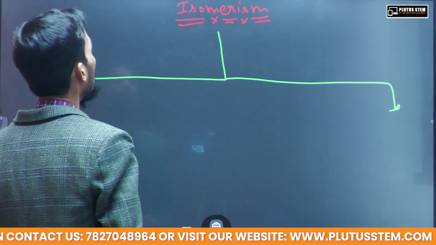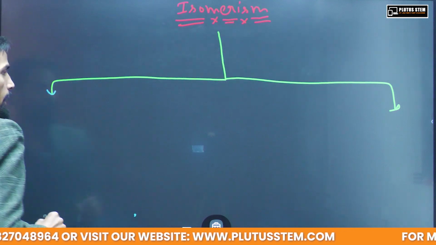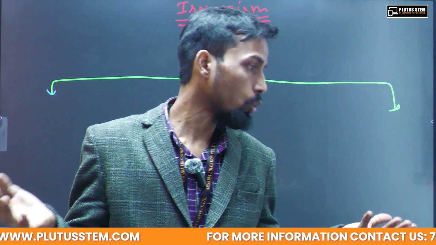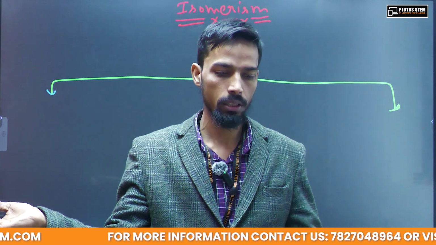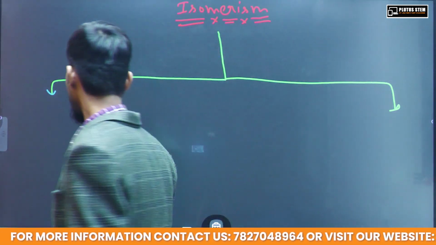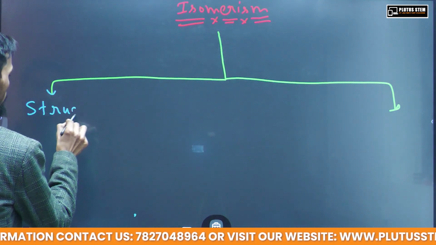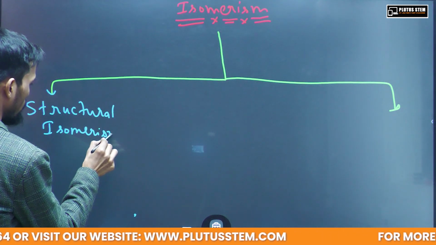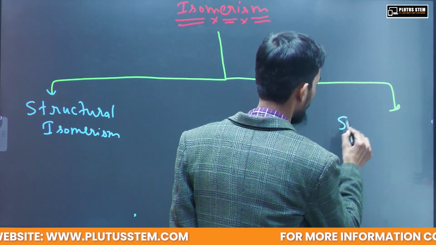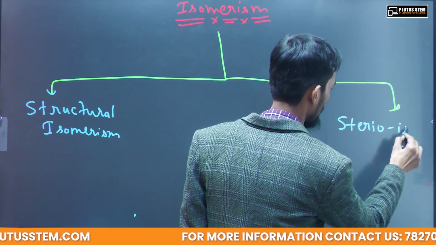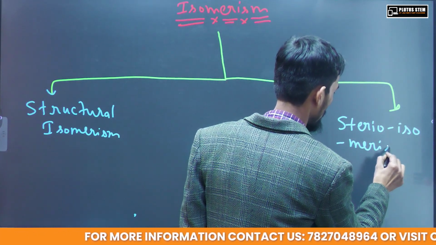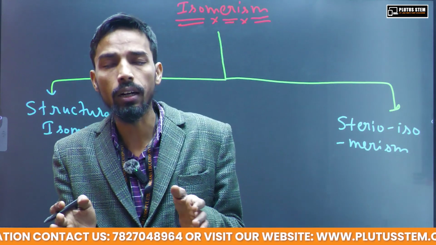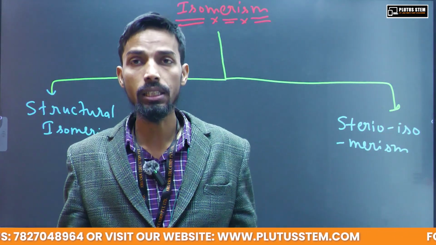So now there are two types of isomerism. The major division of this isomerism, the two subclasses are: this side structural isomerism and this side stereoisomerism. Structural isomerism and stereoisomerism. So what is the major difference between these two major subclasses over here?